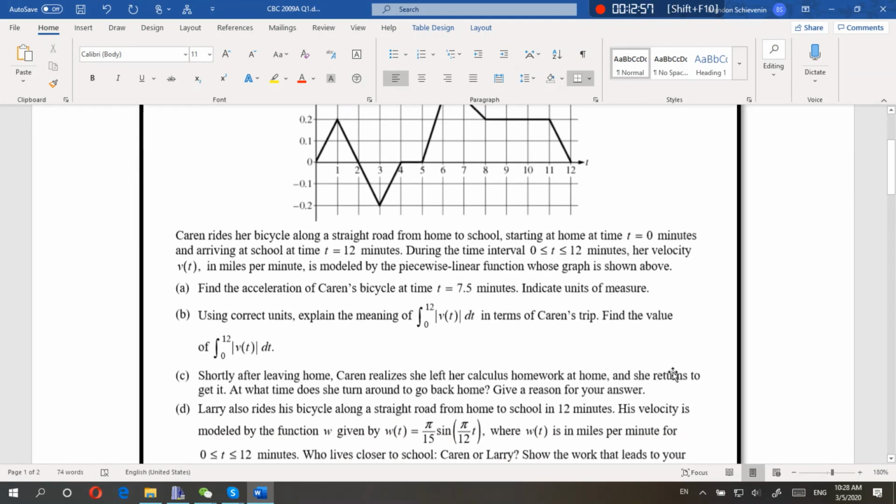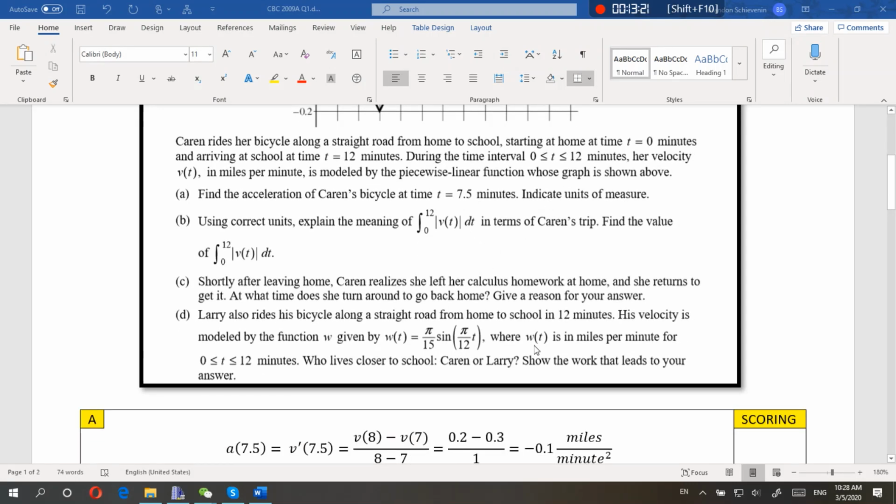Then last one. We have another person who rides his bicycle along a straight road from home to school in 12 minutes. His velocity is modeled by this other function, W(t), where W(t) is in miles per minute for 0 to 12 minutes. I want to know who lives closer to the school, Karen or Larry, and then show the work that leads to the answer. So what am I looking for when I'm looking for who lives closer to the school?